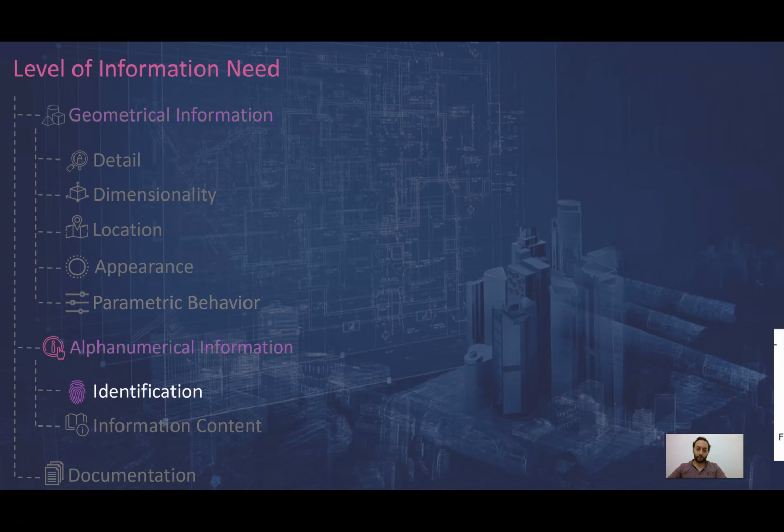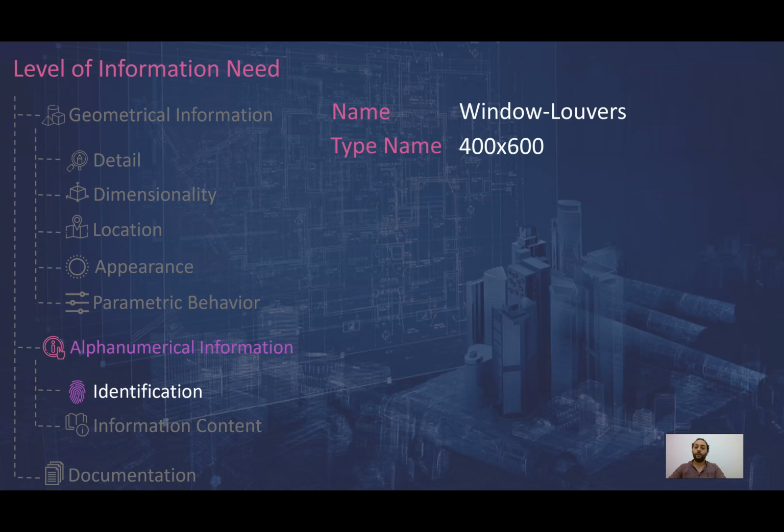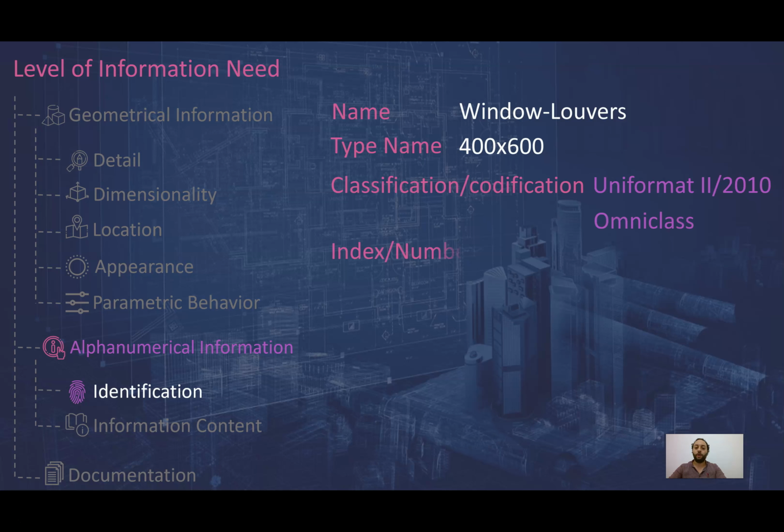The second thing we need to specify is the alphanumerical information. First is identification. We need to identify the element in terms of the name of the element, for example, windows, louvers, the type name, 400 by 600, and classification and codification, as per Uniformat 2010, OmniClass, or we could use index numbering. So we need to identify the element.